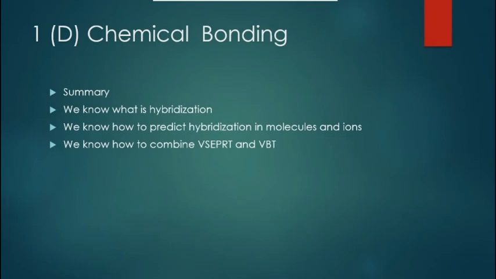So we know what hybridization is and how to predict hybridization. Also, we know how to combine hybridization with valence shell electron pair repulsion theory. And the hybridization concept is a very important aspect, because on the basis of this we can answer a number of questions, and chemical bonding itself is one of the most important chapters. Under chemical bonding, hybridization is very important.